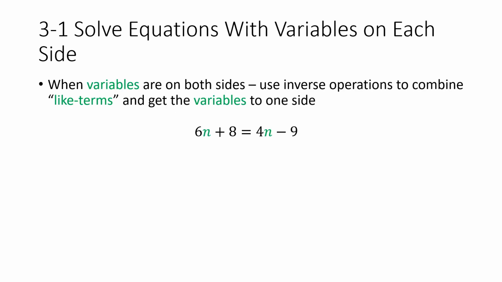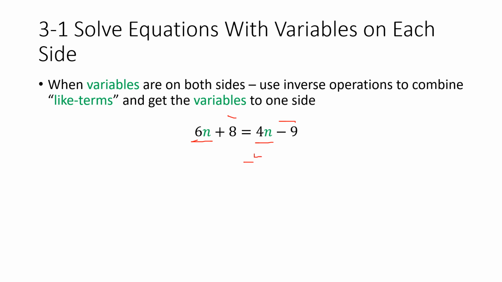All right. So here comes the first example, first introduction to Unit 3, where we have variables on both sides. Now, the nice thing is we still use inverse operations that you just saw. The only difference is now we are going to use them to combine like terms, which means terms with the same variable. So 6n and 4n both have the variable n. 8 and -9 both have no variable, so those are like terms as well. So now let's use inverse operations to combine these like terms.